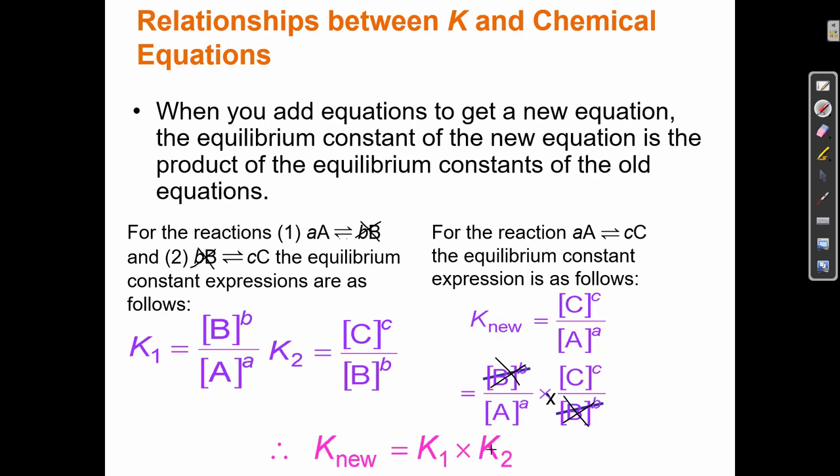So if I have two reactions that I'm trying to add together, and the question says, what's the equilibrium constant of this new reaction, A to C, if I know the equilibrium constants of reactions 1 and 2? Then I would just take those equilibrium constants and multiply them together. K1 times K2 equals K3, right? Just like we see down here.